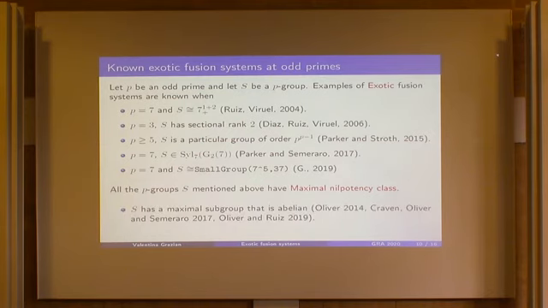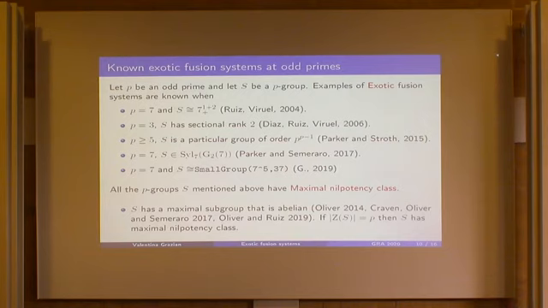And now I need to add other examples to this list. There are lots of examples of exotic fusion systems on p-groups having a maximal subgroup that is abelian. These groups don't have maximal nilpotency class in general. And the exotic ones here were found by Oliver, Craven, Semeraro, and Ruiz. However, if we add the assumption that the center of S has order p, then again we are in a p-group of maximal nilpotency class.